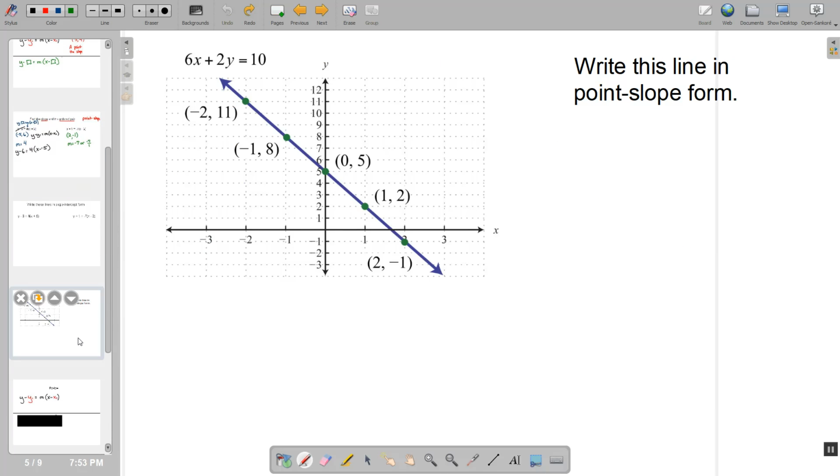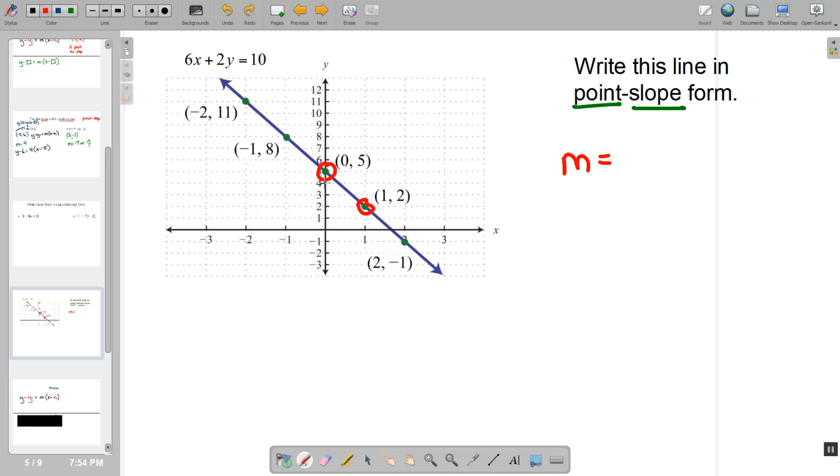So let's actually work with this out in an actual line here for a second. So write this line in point slope form. So for this line, in order for point slope form, I need one point and I need the slope. Well, we have a ton of points here, and we can use any of them to write this in point slope form. Before we actually do that, though, I want to find the slope between any of these points. So I'm going to pick these two right here. So this point and this point to find the slope.